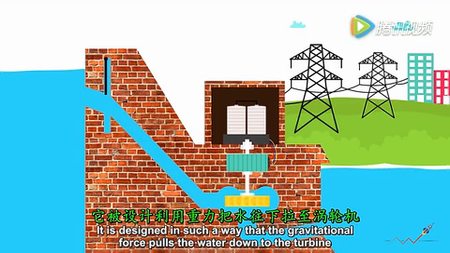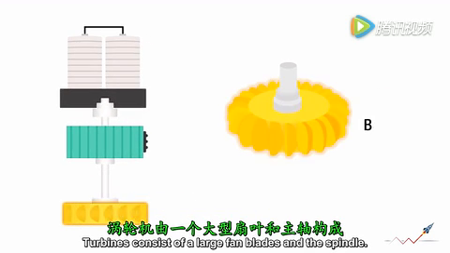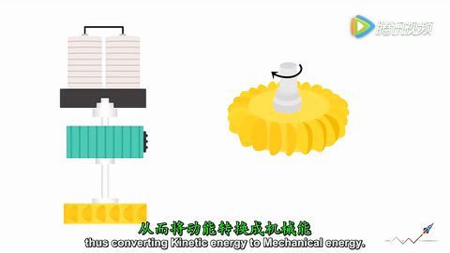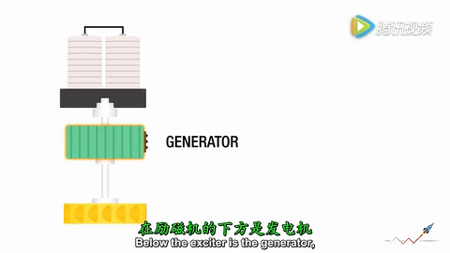It is designed in such a way that the gravitational force pulls the water down to the turbine, which produces kinetic energy. Turbines consist of large fan blades and a spindle. The spindle rotates when the water strikes the blades, thus converting kinetic energy to mechanical energy. On the top, there is an exciter, which gets small DC power. Below the exciter is the generator.